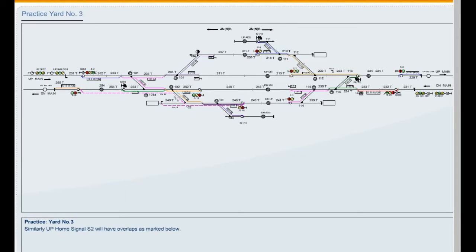Similarly, up home signal S2 will have overlaps as marked below. For S2 to up main line, only one overlap from S3 to S8 named as OV3. For S2 to up loop line, this movement will have two overlaps from S4 to sand hump with point number 112 normal named as OV14. From S4 to S8 with point number 112 reverse named as OV24. For S2 to up-down loop line, only one overlap from S5 to sand hump named as OV5.